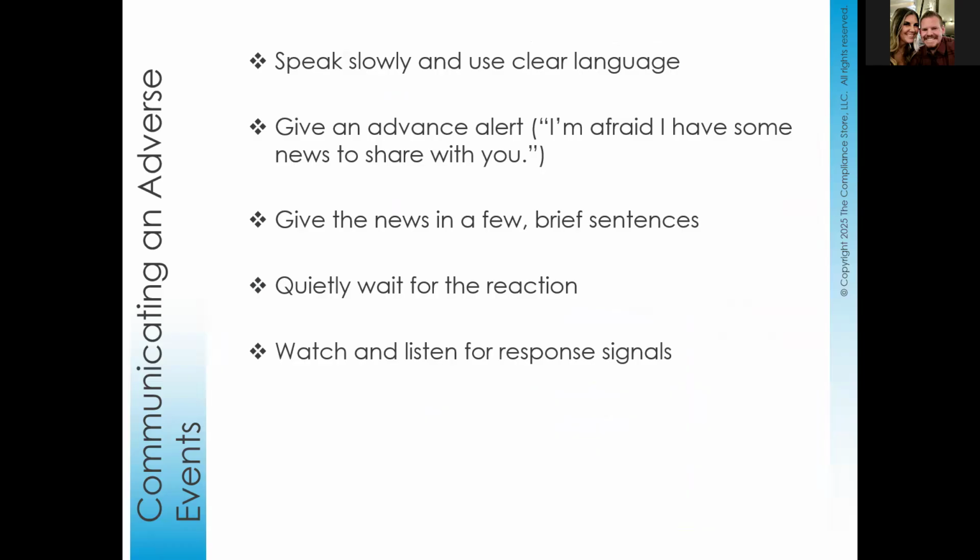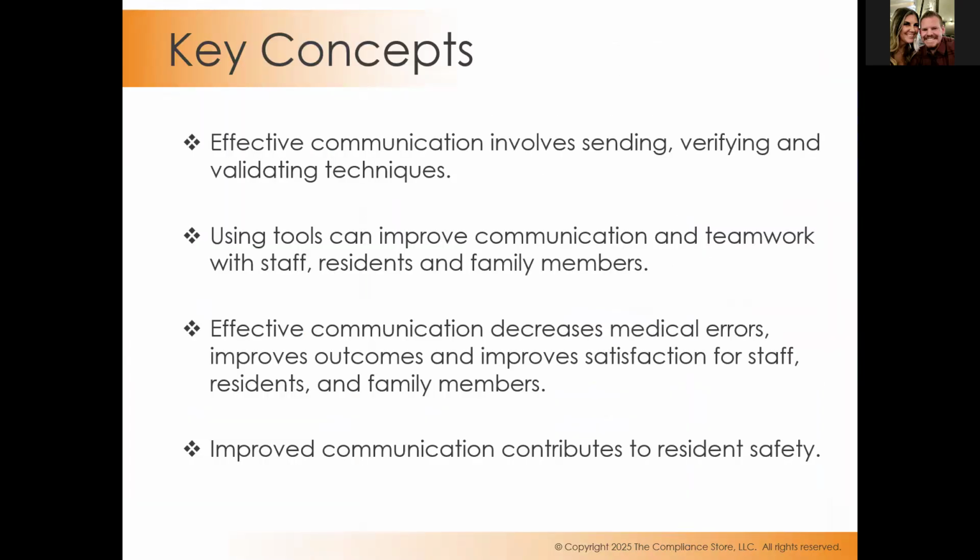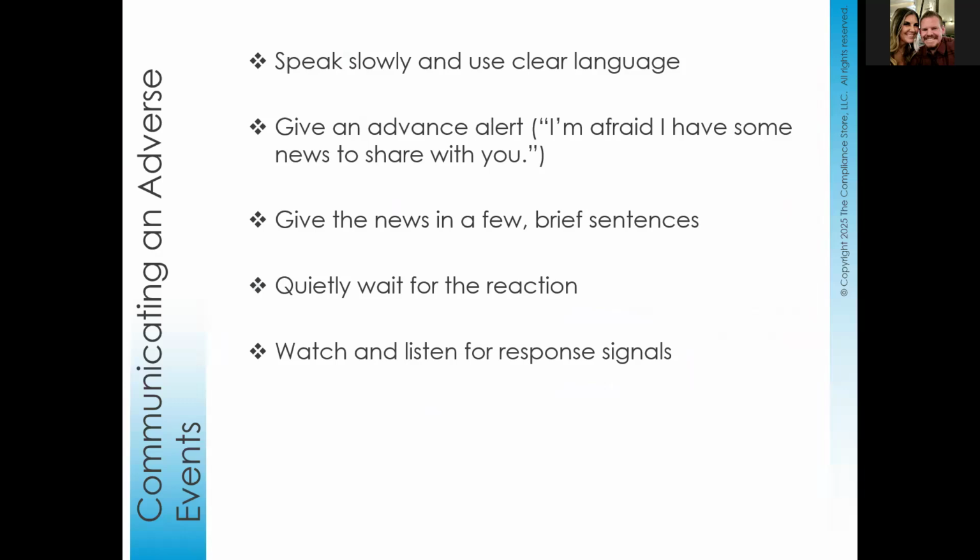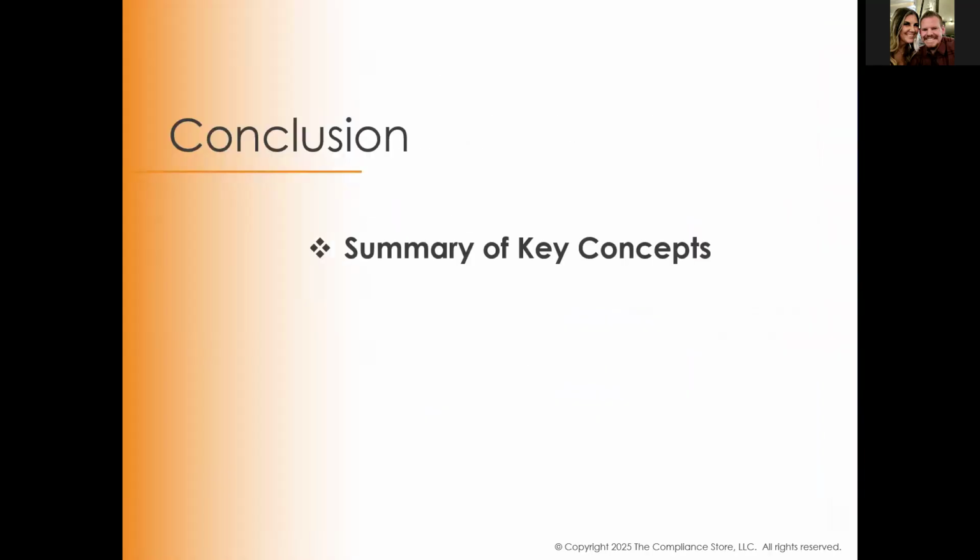When we're communicating an adverse event to the family, and we've already covered this, but it's important, we want to make sure we speak slowly and use clear language. We give an advance alert: "I'm afraid I have some news to share with you." Be hyper diligent about this particular slide, okay? Because someone may be bracing that their family member has died. So choose your words wisely there. Give the news in a few brief sentences, quietly wait for the reaction, and watch and listen for response signals. Obviously, you can't do that over the phone, but you can do it in person.